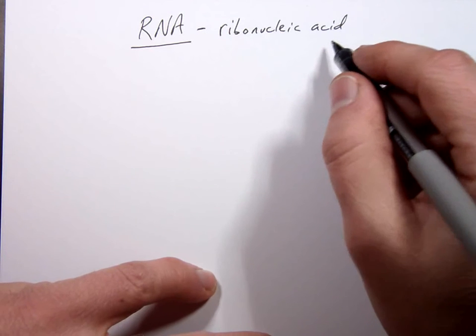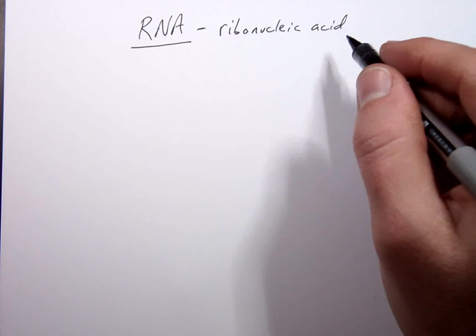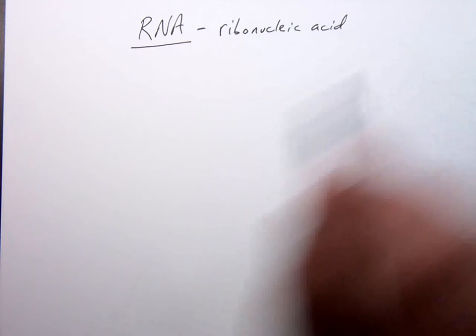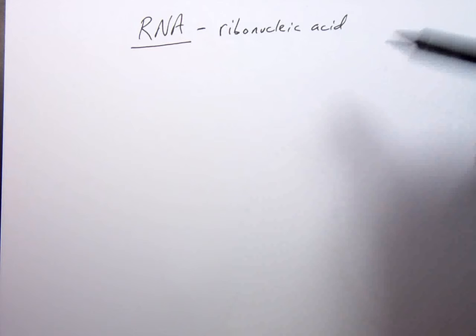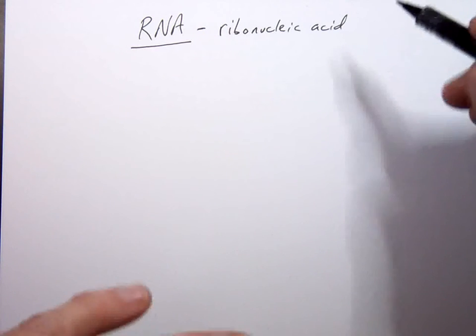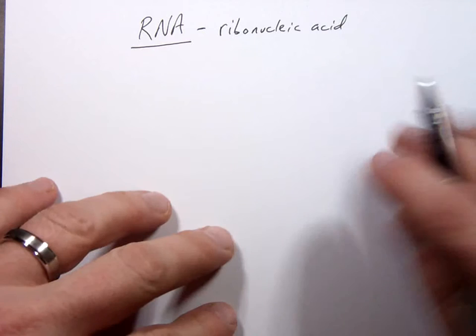Why is it an acid? Why is DNA an acid? Brittany, what makes an acid an acid? Because of the hydrogen ions. Yep, okay. That's it. If it gives off hydrogen ions, it's an acid. This stuff in solution gives off hydrogen ions. That's why it's considered an acid.